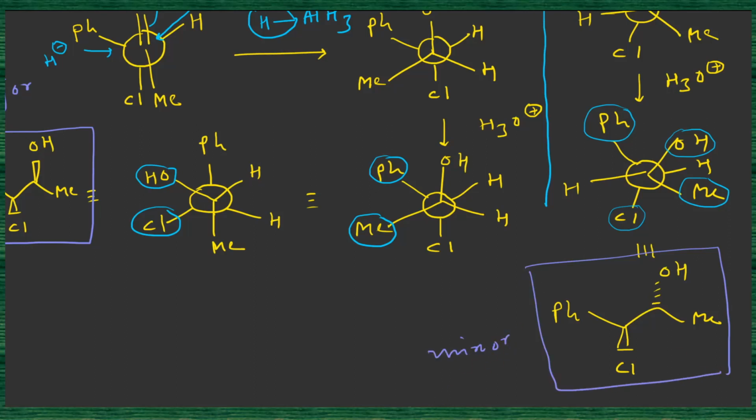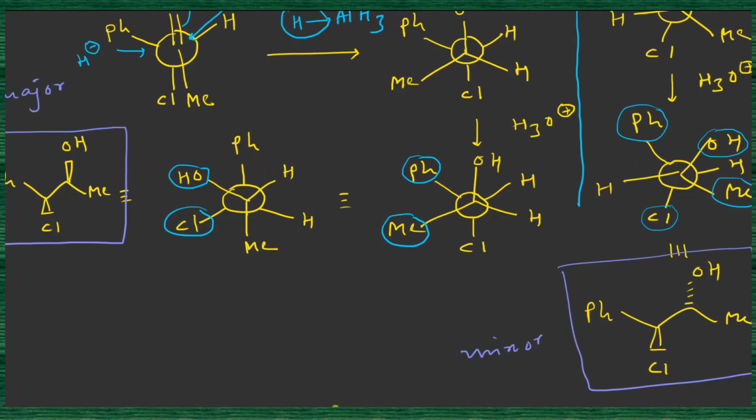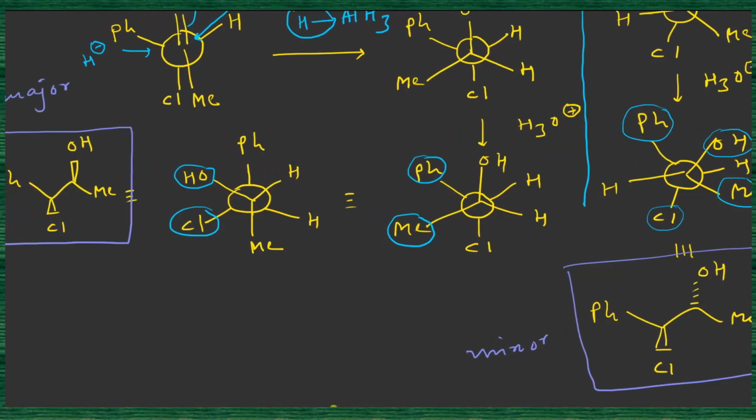So we have just explained how the major and the minor diastereomers will form after the diastereoselective reduction by lithium aluminum hydride when a halide is attached to the chiral carbon atom.